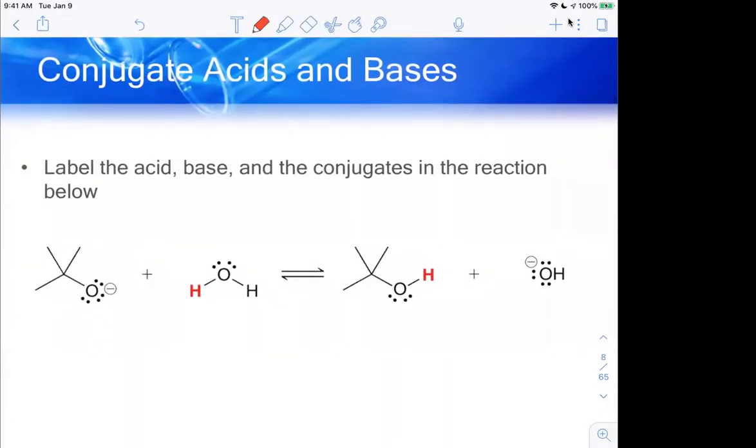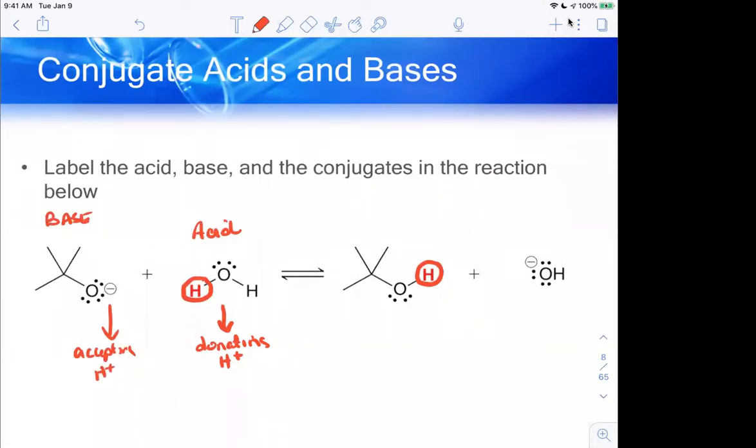So let's try this. Label the acid, the base, and the conjugates in the reaction below. So notice this hydrogen is actually being transferred, right? This hydrogen, this is donating the H+, so this is the acid. This is accepting the H+, so this is the base. This is now the conjugate acid of the base.